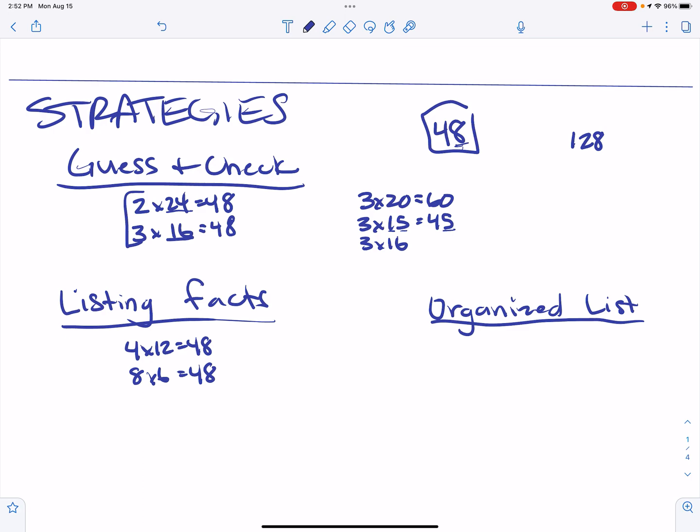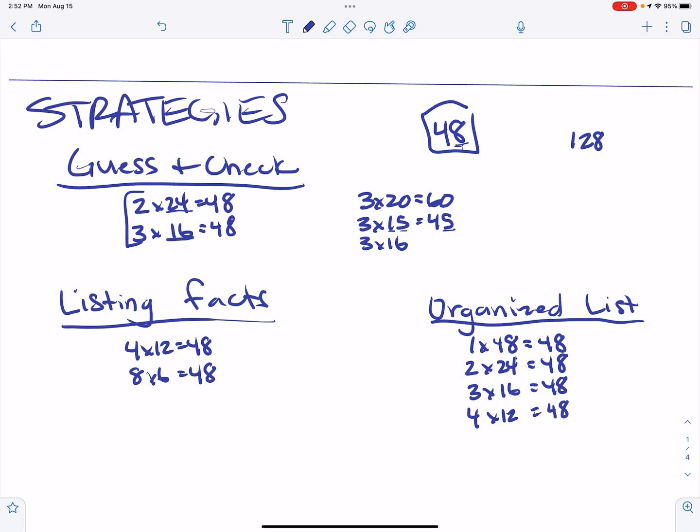And with this organized list, you'd want to start out with 1 because it's a good place to start, and it's the easiest math fact. We know 1 times 48 is going to equal 48. And so our factors are 1 and 48. Great. So let's just keep going and counting by ones. So we know 2 times 24. We already figured that out earlier. 3 times 16 is 48. 4 times 12 is 48. Again, these are all ones that we came up with earlier.